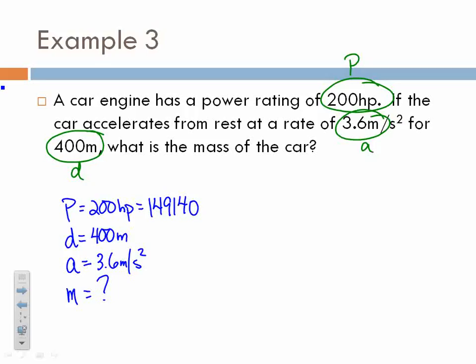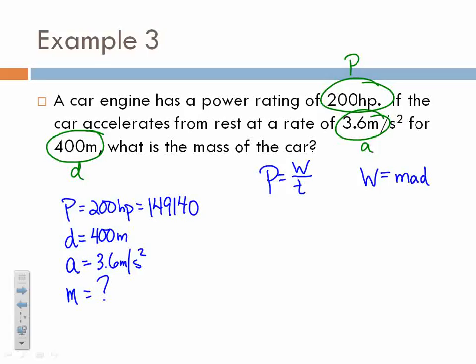Here's the problem. We don't have time. Remember, power is work divided by time. Without time, I'm not going to be able to solve for the mass, because we're going to get that mass from the work equation. So let's start by solving for time using the kinematics equations, and then after we solve for time, we can use that with the power equation to solve for the mass.